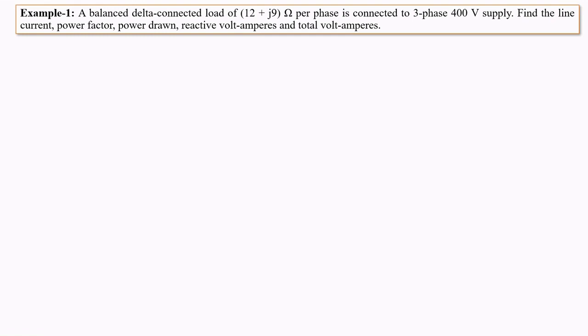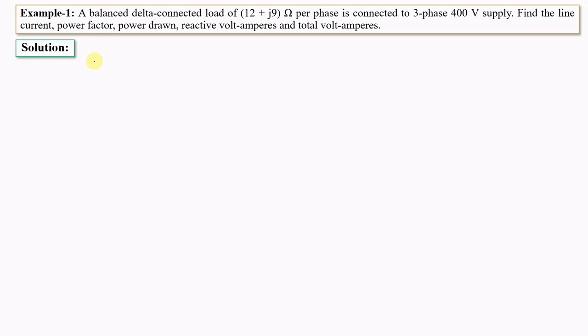So here is the first question. A balanced delta connected load of 12 plus j9 ohms per phase is connected to a three-phase 400 volt supply. Find the line current, power factor, power drawn, reactive voltampere and total voltampere of the circuit. So let's see the solution.